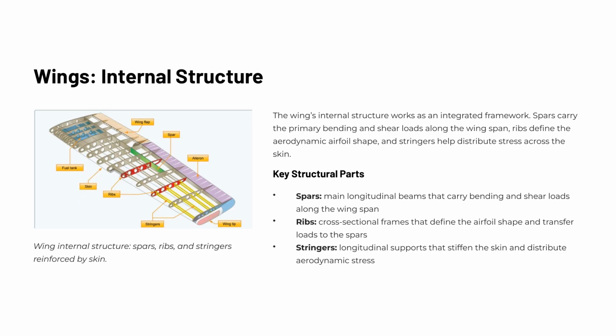Ribs run chordwise, forming the cross-sectional frames that give the wing its characteristic airfoil shape. They also play a critical role in transferring aerodynamic loads from the skin into the spars, ensuring forces are properly distributed throughout the structure.